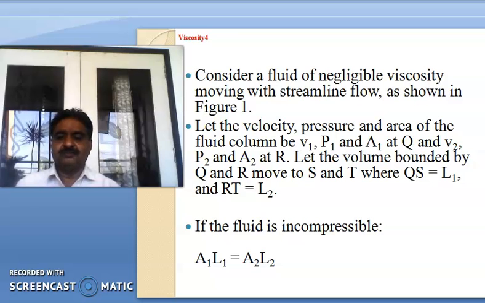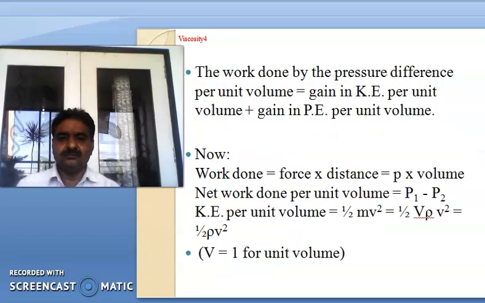Now let us turn. The work done by the pressure difference per unit volume is equal to the gain in kinetic energy per unit volume plus the gain in potential energy per unit volume. Work done is force into displacement of the body along the direction of the force, which is pressure into volume. The net work done per unit volume is given by P1 minus P2.